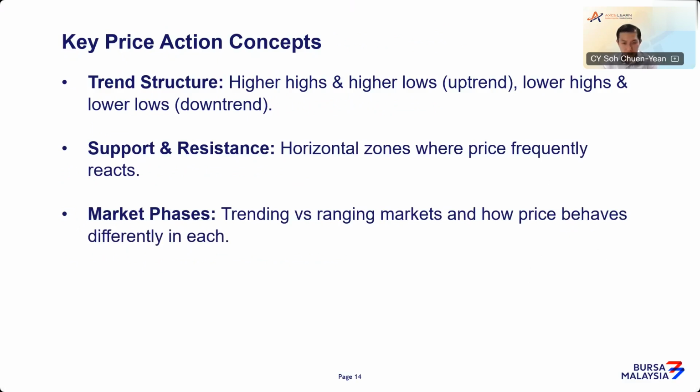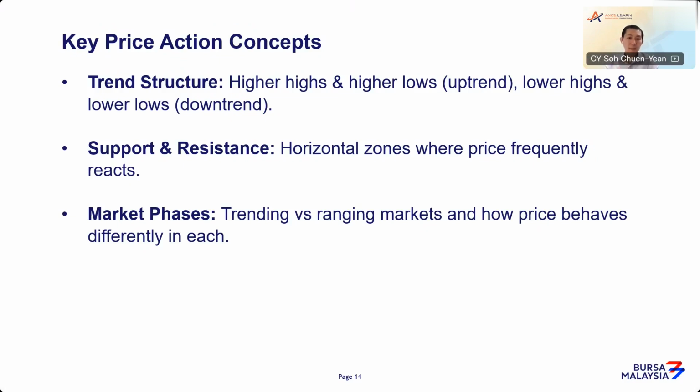The characteristic of an uptrend is that you will have higher highs and, of course, higher lows. This indicates strong bullish momentum. On the other hand, the characteristic of a downtrend is that you have lower highs and lower lows. This will reflect bearish pressure. And of course, you will have support and resistance. Support and resistance is actually a horizontal zone that tells about a specific price level where buying or selling interest tends to happen.